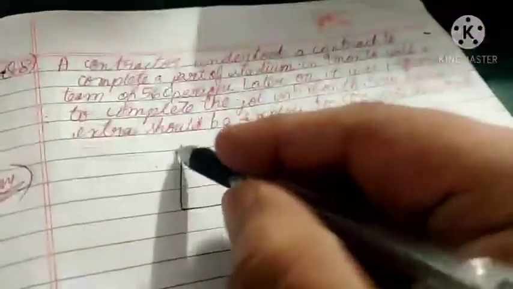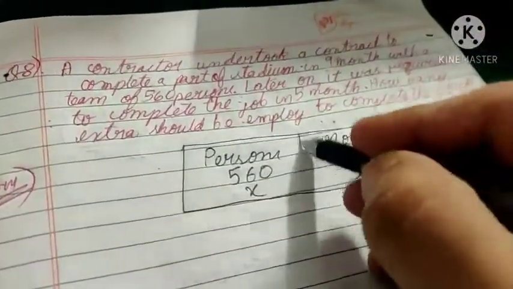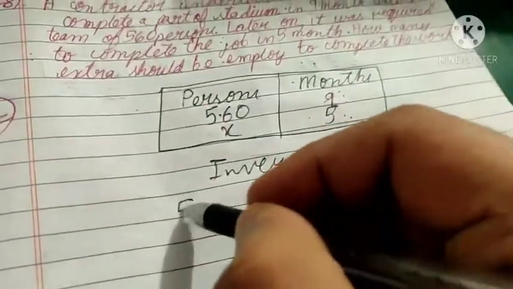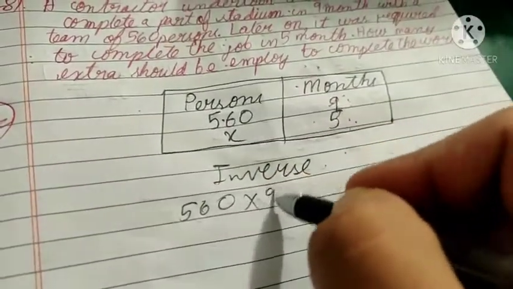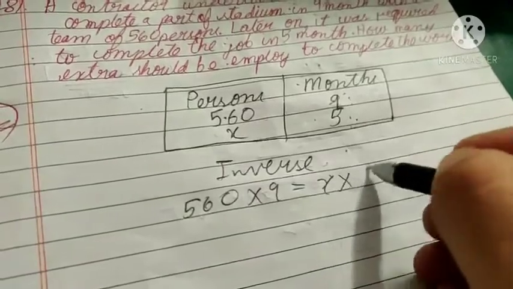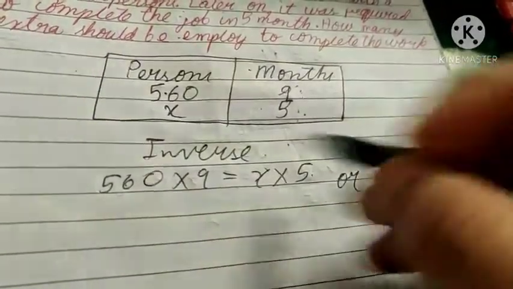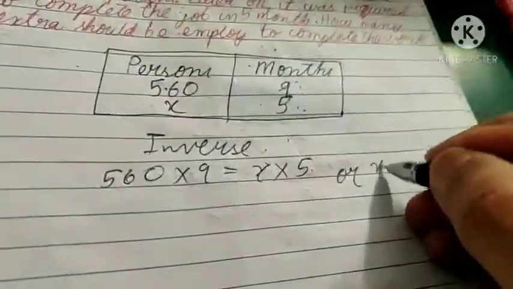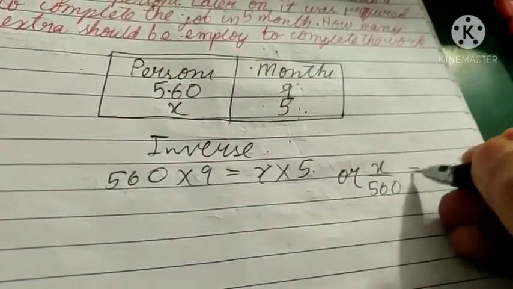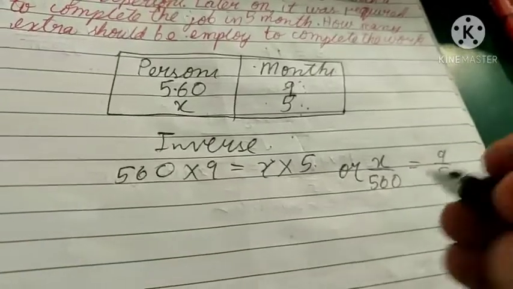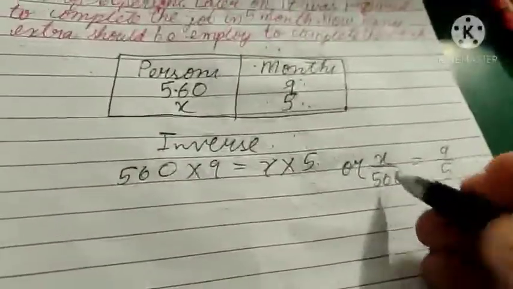So in inverse proportion what we do is multiply the quantities. It is inverse, this into this is equal to x into 5. Or you can do it the other way around as well, like I've told you before, just reciprocate one of the sides: x upon 560 is equal to 9 upon 5, and just solve it. So we will find the value of x here.